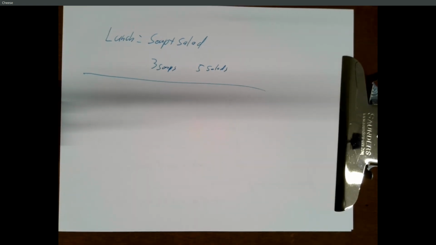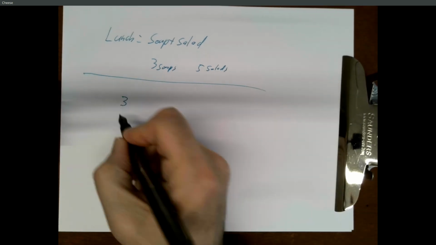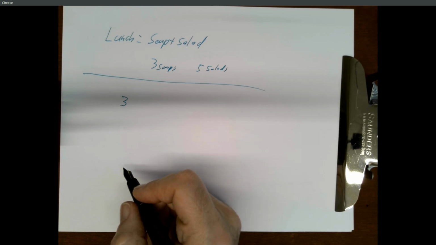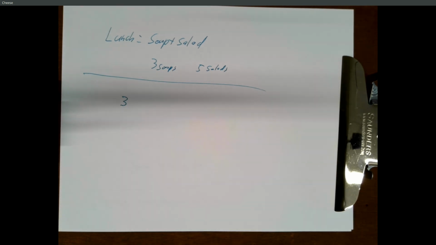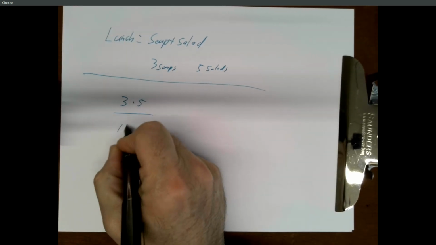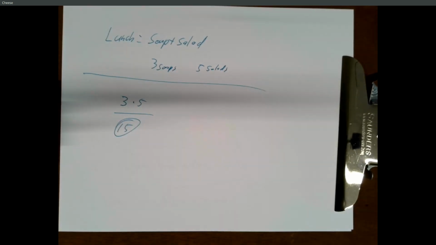Well, we can take the procedure of choosing a lunch and break it into 2 subtasks. First choose a soup and then choose a salad. How many ways can you choose a soup? 3. Well, you only have 3 soups. You only get to pick one. See, 3 ways to choose a soup. How many ways can you choose a salad? 5. So there's a total of 15 lunches possible.